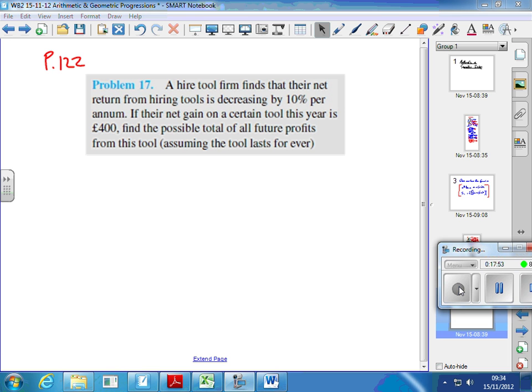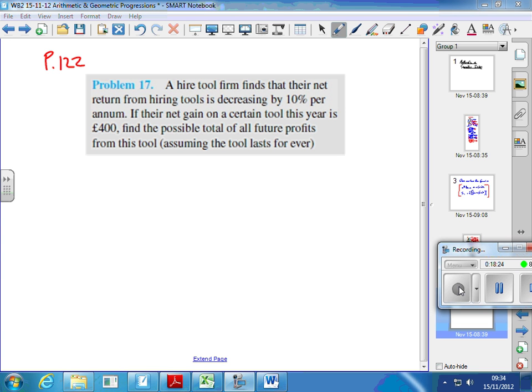A firm finds that their net return is decreasing by 10% per annum. So it's a percentage decrease. That means it's not a fixed amount, because as it decreases, that percentage gets less, doesn't it? Another example would be something like compound interest, which is often calculated in the bank. That's an example of something called a geometric progression, where it goes up, not by a fixed amount, but by a fixed ratio. So that's a geometric progression.